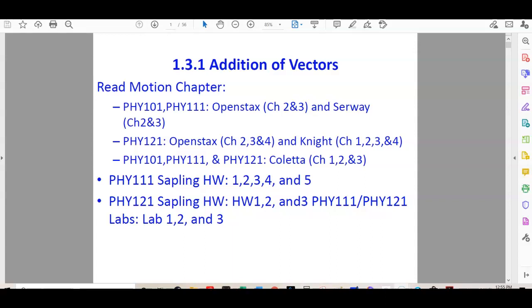Hello everyone, this is Jim Corkins and we're continuing on with kinematics. Before we move on to two-dimensional motion, we're going to review some trigonometry: basic addition of vectors as applied to motion, and a trigonometry review. Then we're going to try to put it all together before we move on to projectile motion.